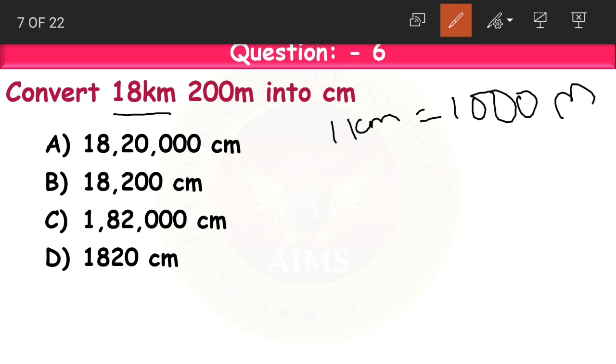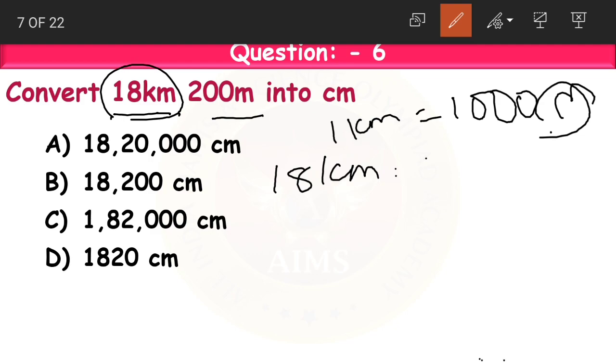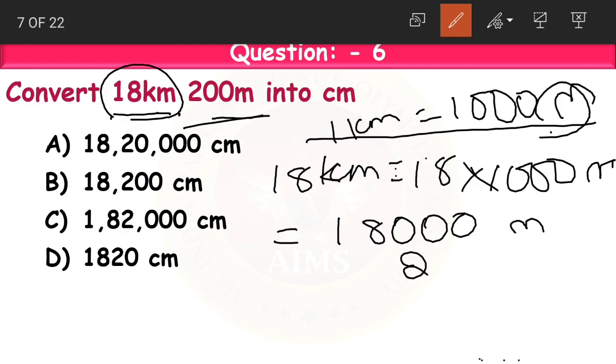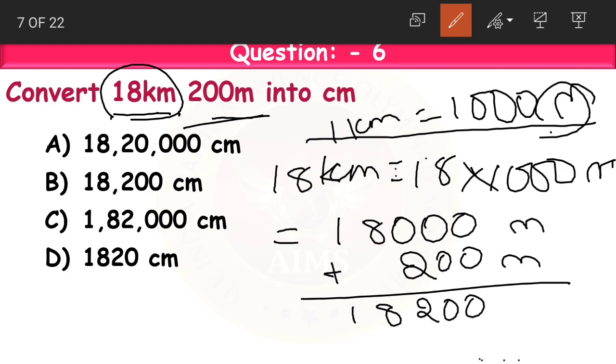Now in the question, one is kilometers and the other is meters. So first we'll convert the kilometers into meters. What will 18 kilometers become? 18 kilometers is equal to 18 into 1000 meters. The answer will be 18,000 meters. Then again we are having 200 meters in the question. So when we add these two, we'll get 18,200 meters.